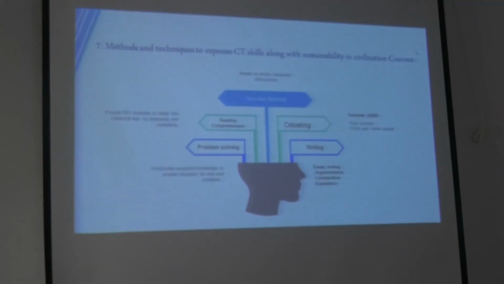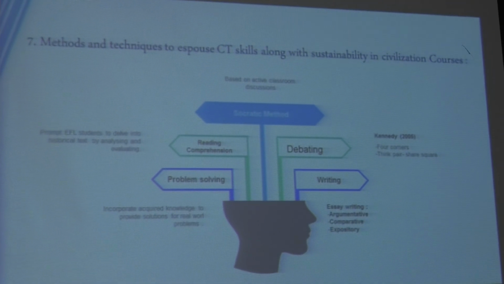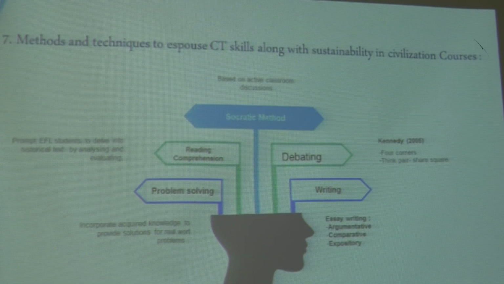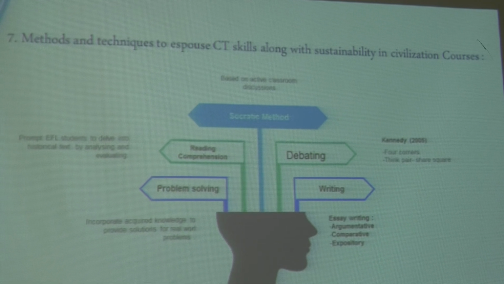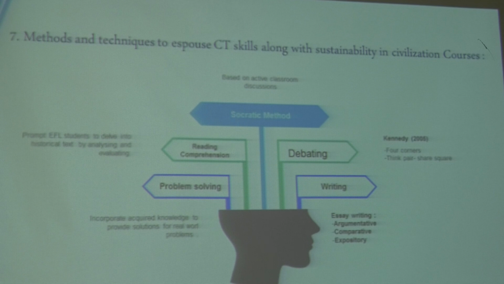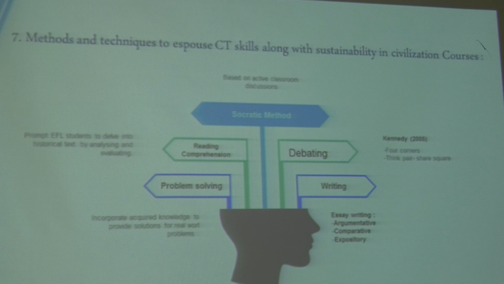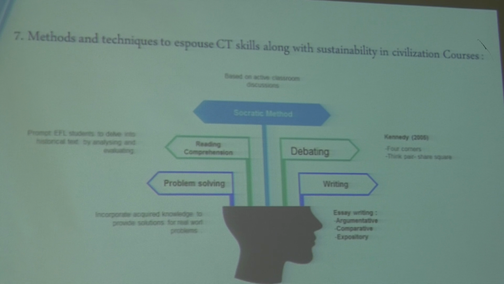And I hasten to tackle the most effective methods and techniques to espouse critical thinking skills along with sensibility in civilization courses. First and foremost, the Socratic method, which is based on asking questions and classroom discussions, and lets the students be spontaneous and express themselves and their ideas freely. Debating is also a crucial method. Kennedy 2005 actually proposed two different kinds of debating: four corners, and think, pair, share, square. And also writing.